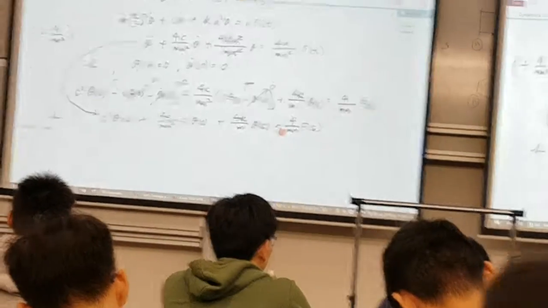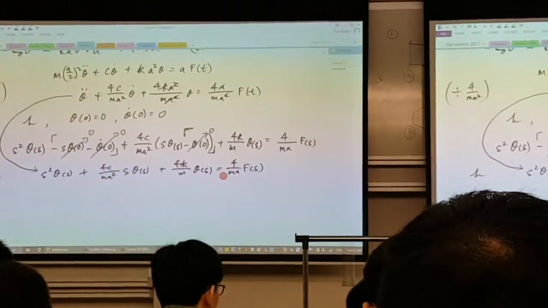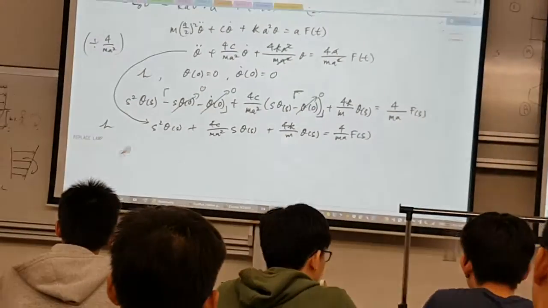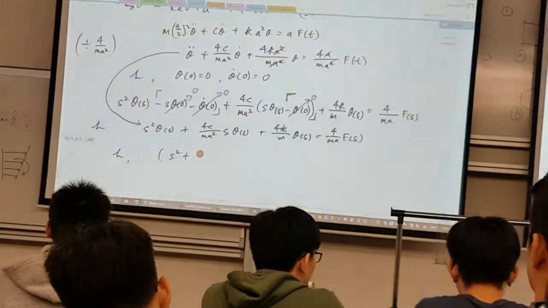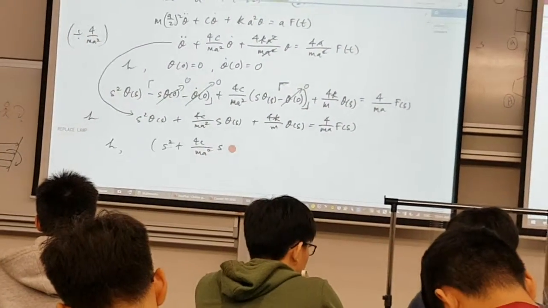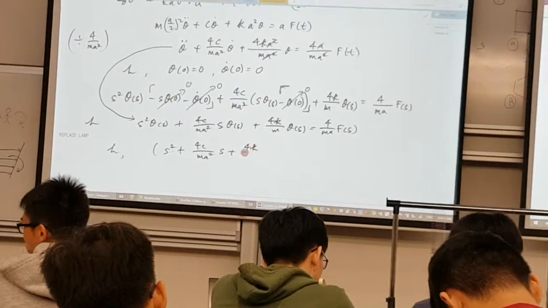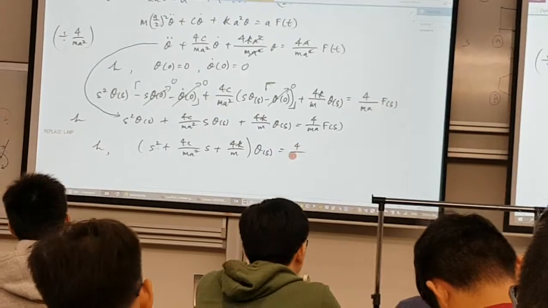I have even seen your seniors doing a more advanced step before. When they see this, they will take Laplace, and the next line that they write is s squared plus this coefficient, 4c over ma squared s, plus that coefficient, that's 4k over m, equal to this.